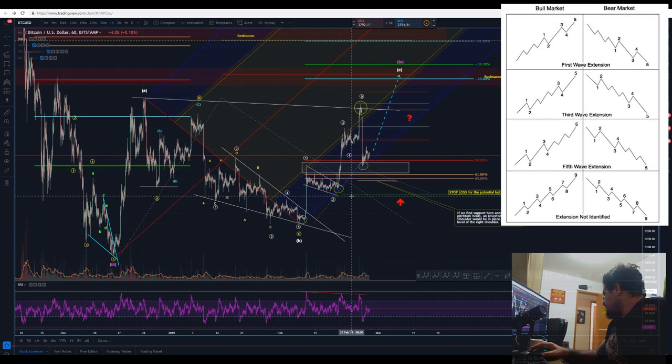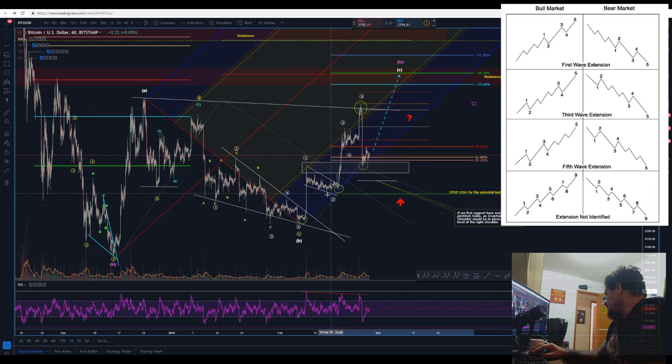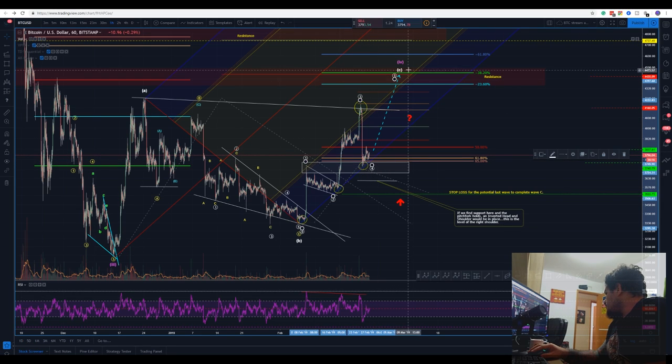Then of course, we would have broken the 618-65% of this retracement, and that would be it. Actually, we are now in the 618-65% if we consider this the third wave. So both cases are on the table. We have the third wave here and this is the fourth, and then it would go up again. And we have kind of an ending diagonal formation here.